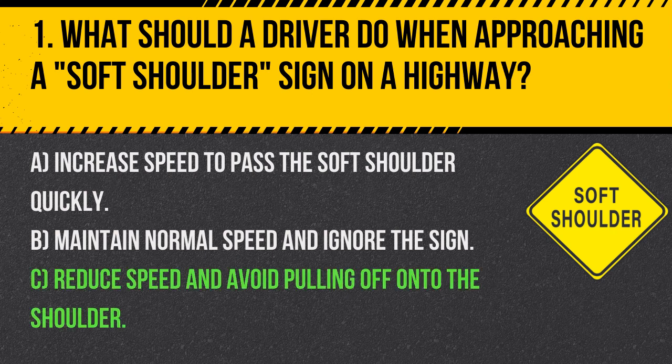Answer. C. Reduce speed and avoid pulling off onto the shoulder. The sign indicates that the shoulder is not stable, so reducing speed and staying on the road ensures safety.